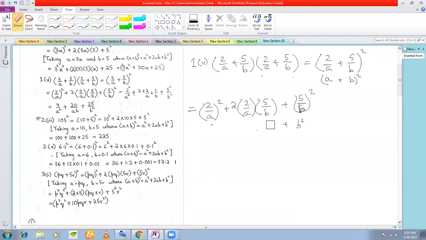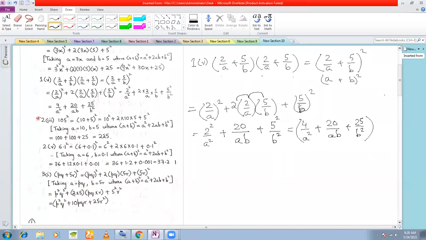Okay. So now we will simplify this. So we'll get 2 square by a square plus, now if you multiply this 2 into 2 into 5 will give you 20 divided by ab plus 5 square by b square. So this is 4 by a square plus 20 by ab plus 25 by b square. That's it. This is your answer. We do the next one.